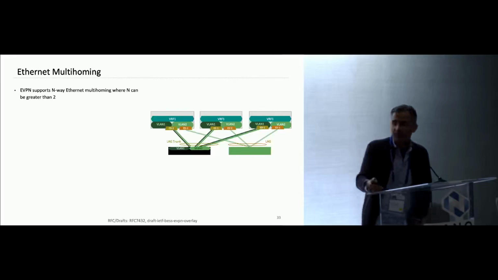Now, with the join, when you have multi-home systems, the join sync and leave sync ensure that the DF is always the one that sends the SMET route. And the join sync and leave sync ensures that the DF is aware that the SMET route needs to be advertised or withdrawn.